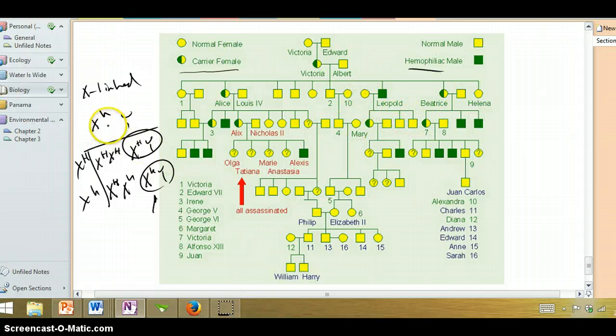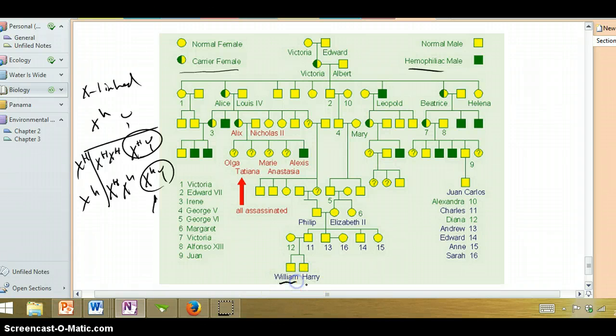Now, again, if he has it, essentially all his daughters will be carriers because they're going to get the little h from dad. That's the only thing they get from dad. So his one daughter was a carrier. None of his sons will have it, again, because his wife was not a carrier, so none of his sons had it. But whose family tree is this?